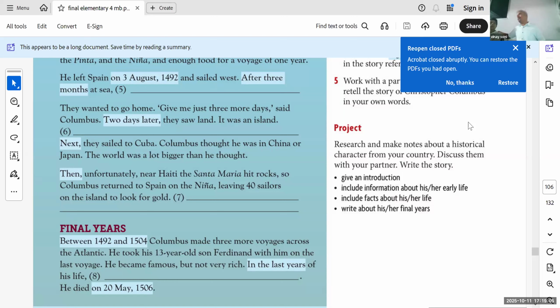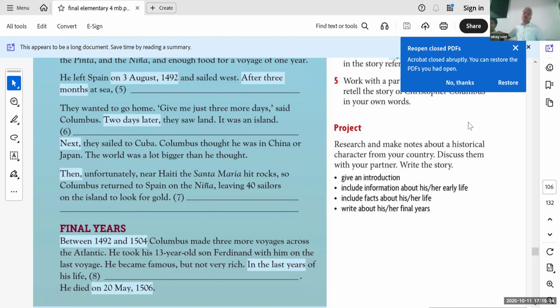Okay. Then, after Cuba, what happened in this text? Then, near Haiti, his ship, Santa Maria, hit the rocks, right? And he decided to go back to Spain. He decided to return to Spain.